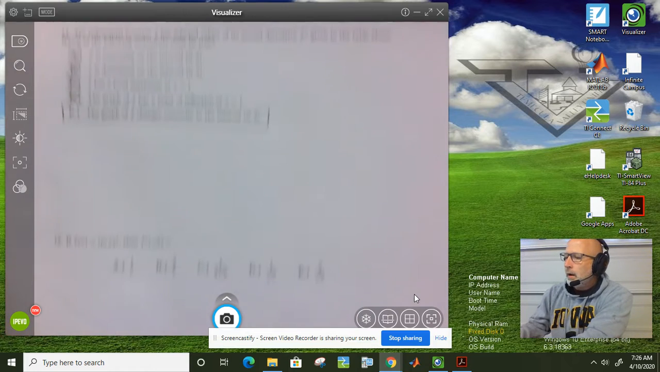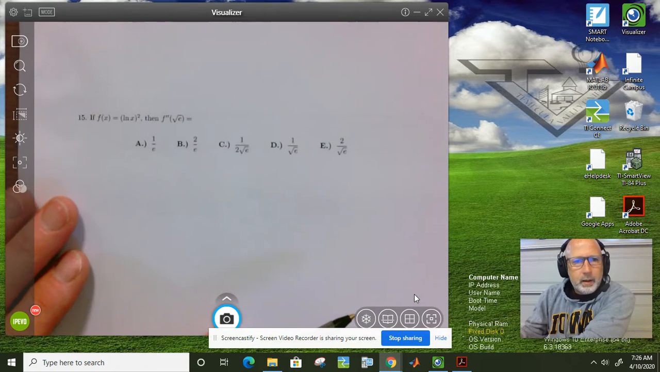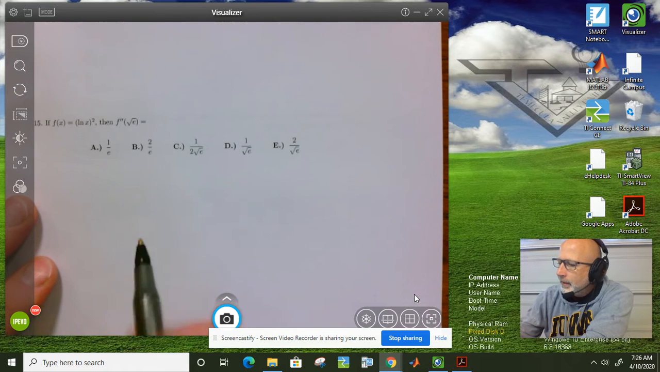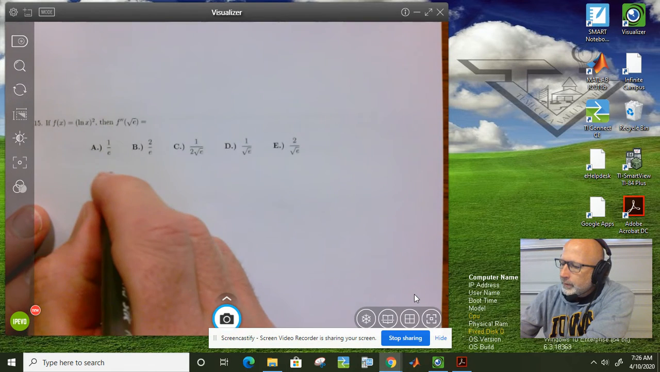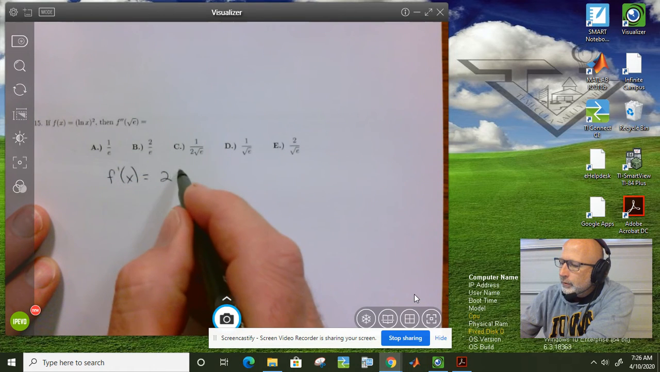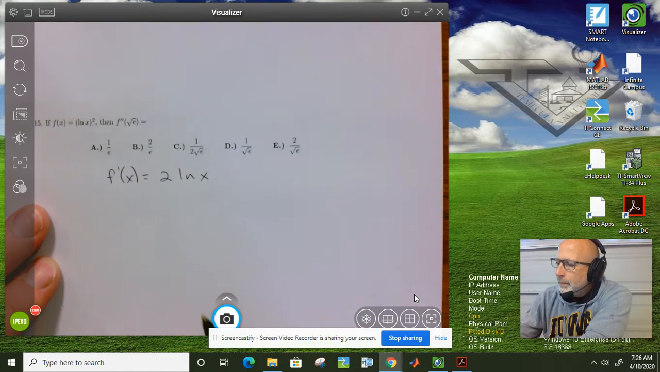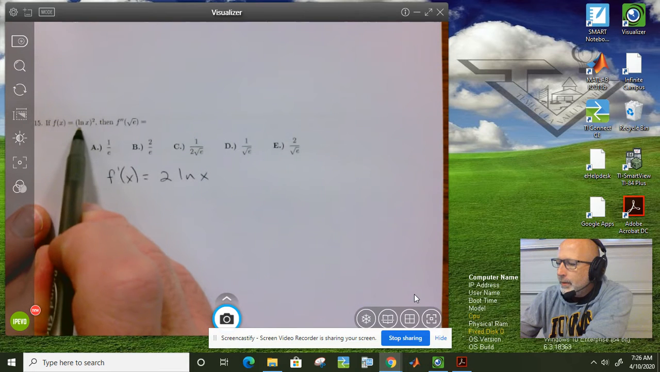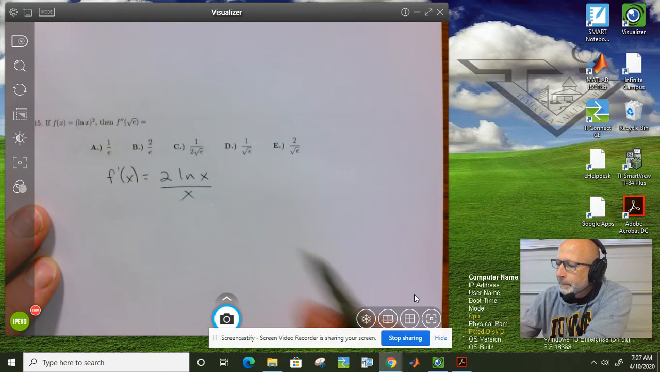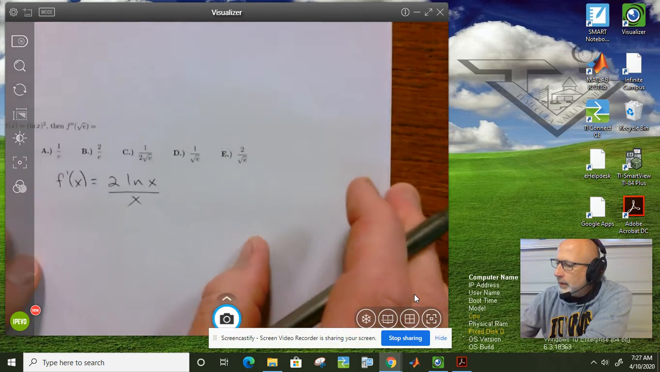Number 15. If f of x is equal to ln of x squared, then f double prime of the square root of e is. So we have to take the first derivative. So the first derivative is you bring down the 2, you decrease the power by 1, so 1, and then you multiply it by the derivative of ln of x by the chain rule, which is 1 over x.